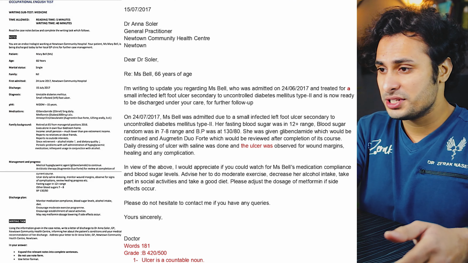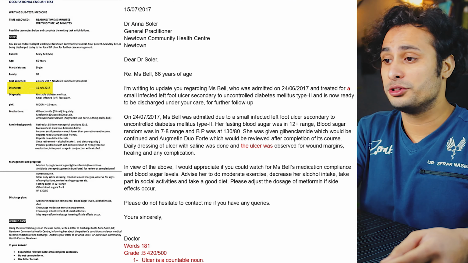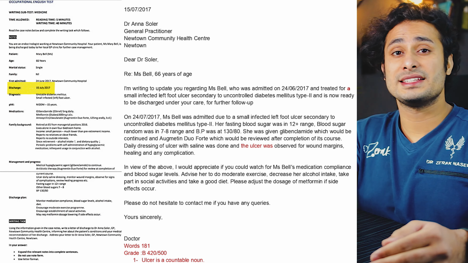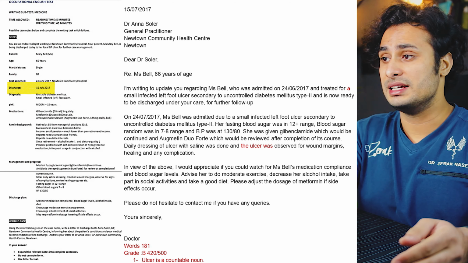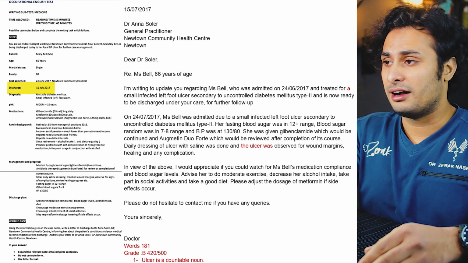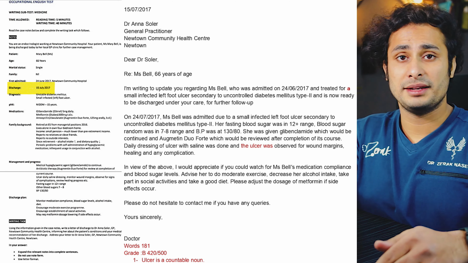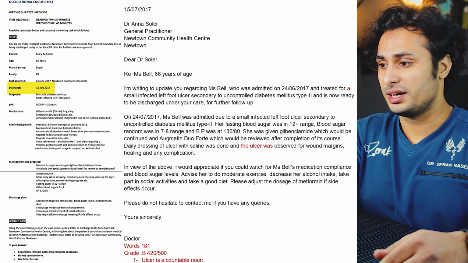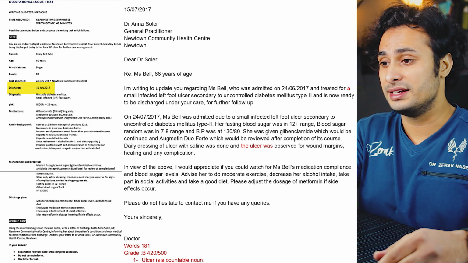So the first thing we need to write is the date. So in the case note we can see that the patient was discharged on 15th of July 2017. So we will write this date on the discharge letter. We will write the date as 15/07/2017 because we need to write in the double digits. After that we will skip one line and we will write Dr. Anna Solar.